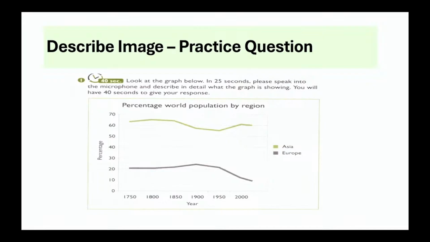How many of you are ready with your sentence 1? What's your sentence 1 as per the template? Can you see the title over here? This is going to be your first sentence, right? Normally you can see the title in all of the images. Most probably it will be there, but if not, you can make up your own title depending on whatever you can see in the image. So the image describes the percentage of world population by region. Okay, that's your first sentence.